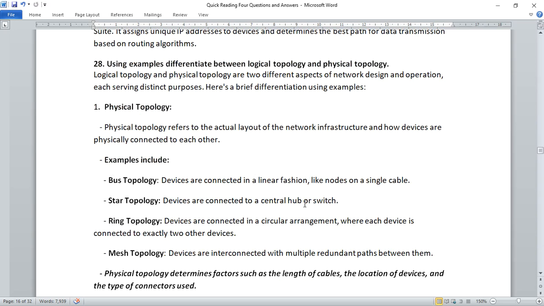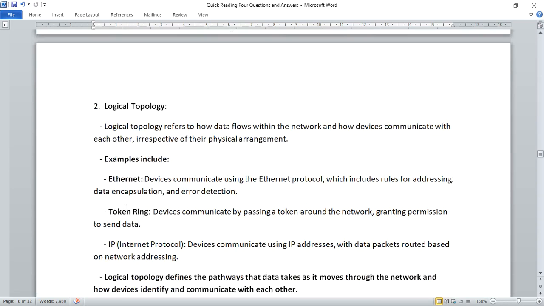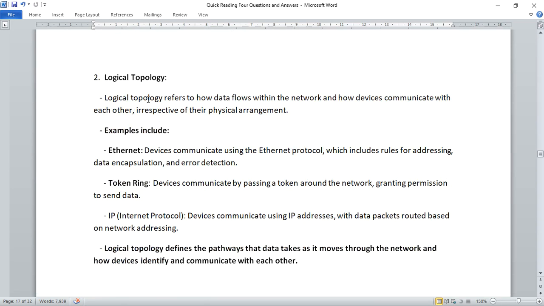Devices are connected using a hub or a switch. Then we have ring, just like a ring, something round. All gadgets are connected to each other. Then we have mesh, whereby all gadgets are connected, all paths are occupied. You shall see the diagrams later on. Then we got logical. Logical, we have said, is how data flows. You cannot really see it.